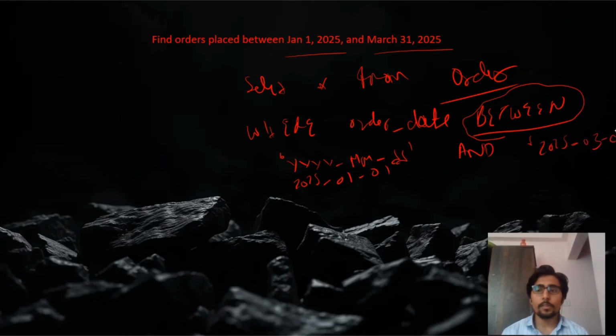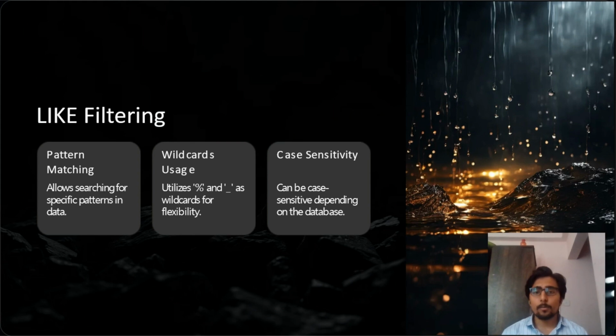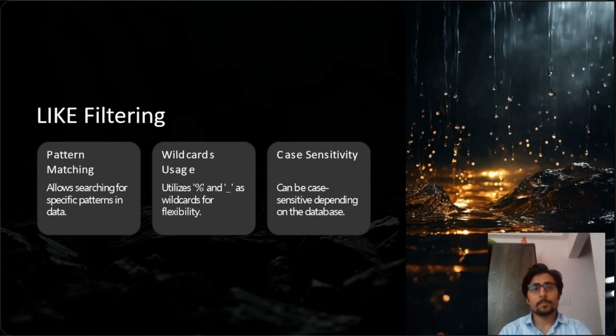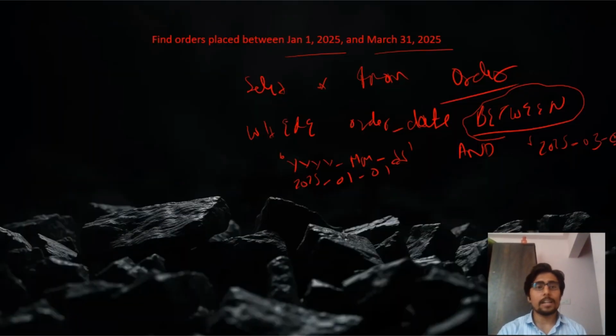So 31st, right here. This will give all the records, all the orders placed in between two dates, that is from Jan 1st 2025 to 31st March 2025. So this was all about that between filtering.